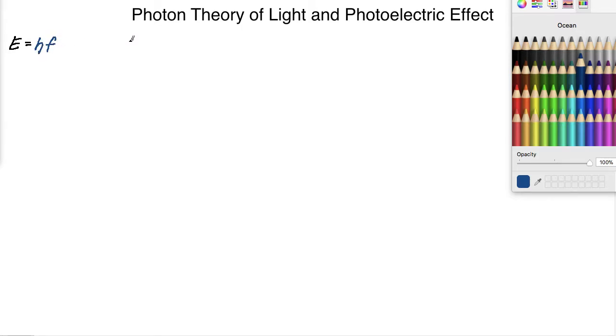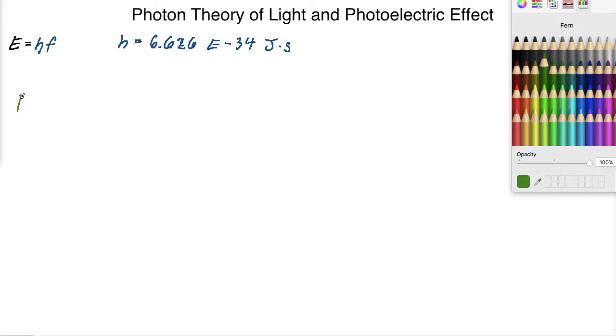And I noticed that in the past video I didn't really address what Planck's constant was. So that's just a given value, which is 6.626 times 10 to the negative 34 joule seconds. It's just a constant. Alright, so let's talk about the photoelectric effect first of all.